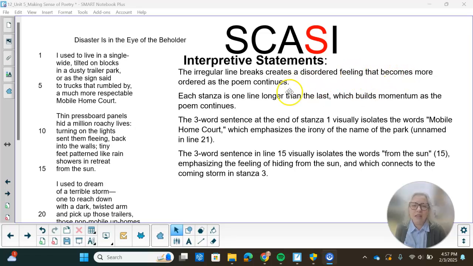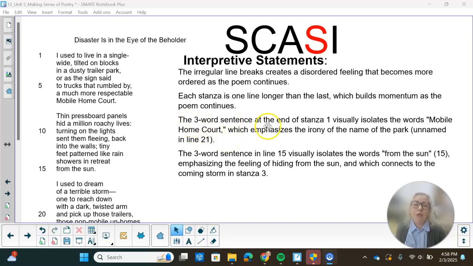So the feeling that I'm saying it creates is the interpretive part, all right? The irregular line breaks, that's not debatable. There is a comma after the first word in line 2, right? How about the next one? Each stanza is one line longer than the last, which builds momentum as the poem continues.